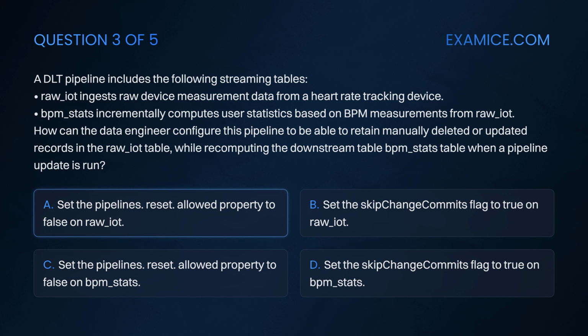Option A. Set the pipelines.reset.allowed property to false on raw IoT. Option B. Set the skipChangeCommits flag to true on raw IoT. Option C. Set the pipelines.reset.allowed property to false on BPM stats. Option D. Set the skipChangeCommits flag to true on BPM stats.